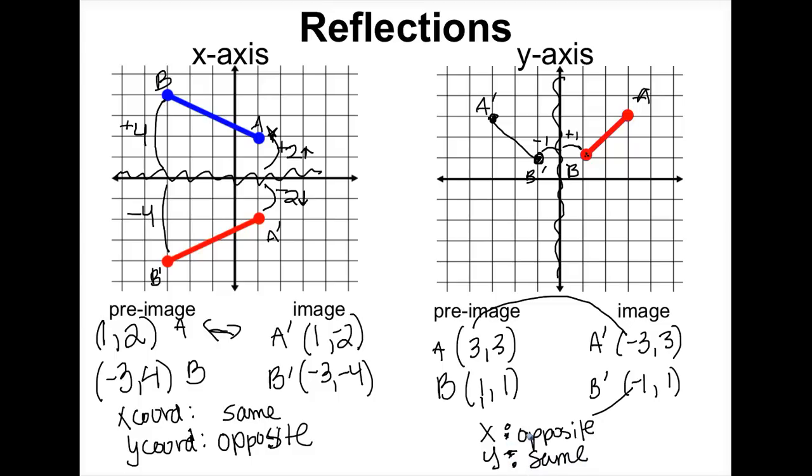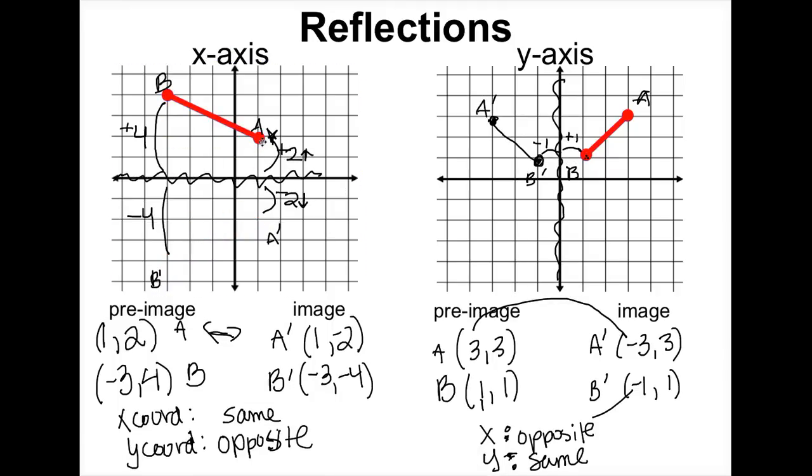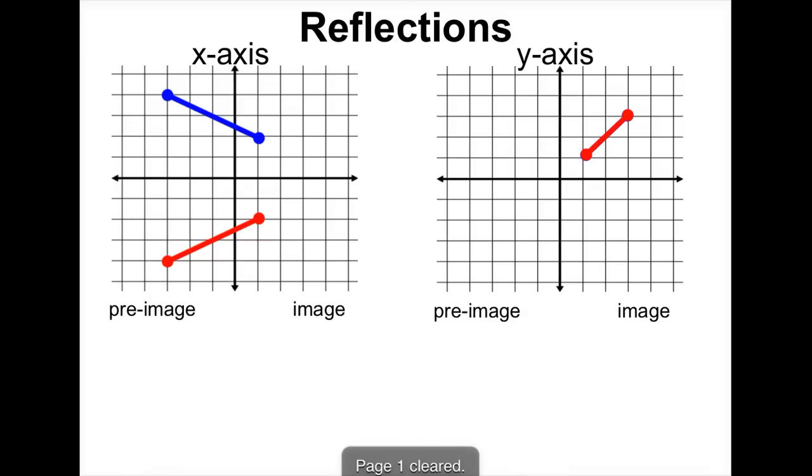The reason this is happening is when we reflect over the x-axis, it's a vertical movement. It's a movement up and down, and that's why the y-coordinate changes. For our reflection over the y-axis, it's a left to right movement, so that is why our x-coordinate changes. Okay, so hit pause and get that copied. And let's go to our next page.